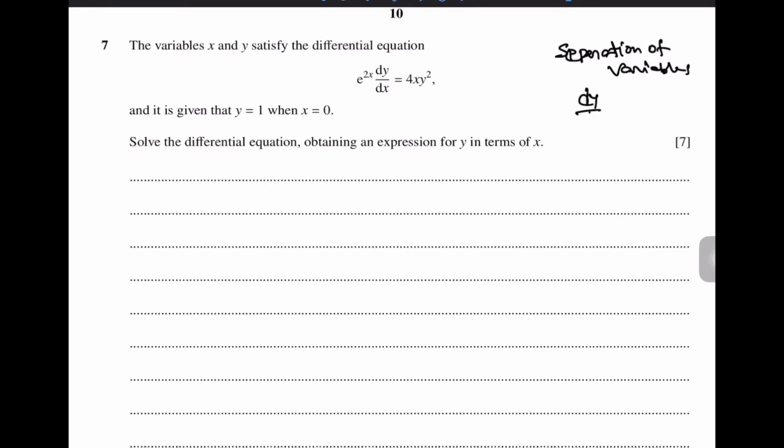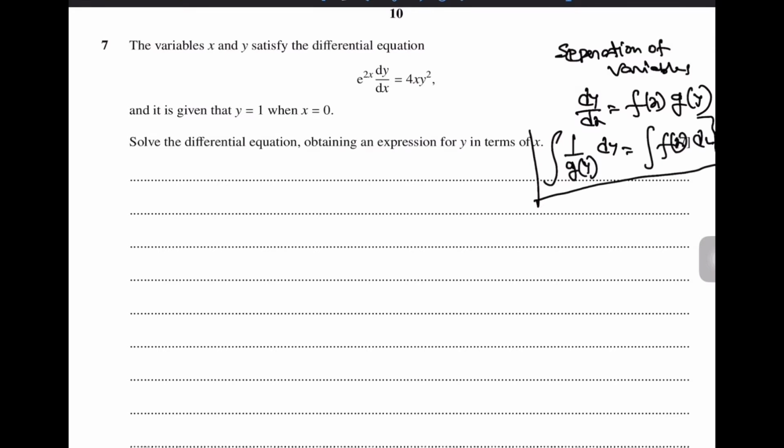dy by dx equals f(x) into g(y). We can write the method: 1 by g(y) dy with an integration sign, then the integration of f(x) dx. This is a very useful concept to solve these problems. So let me solve this in that way. Let me use the separation of variables.